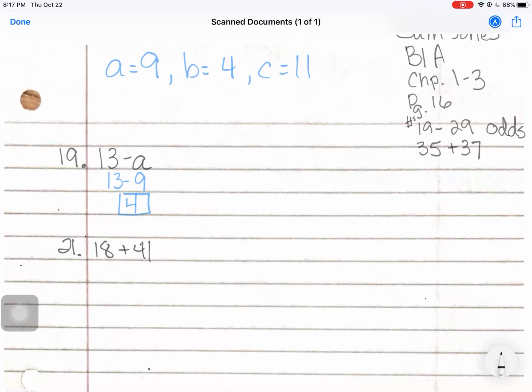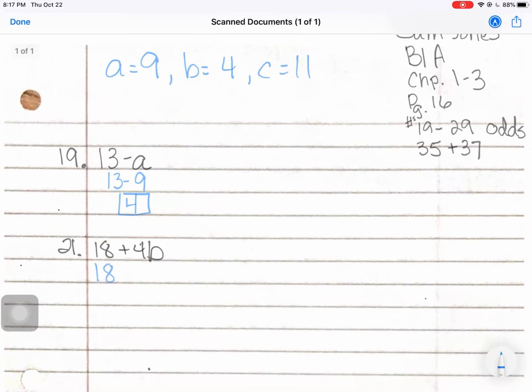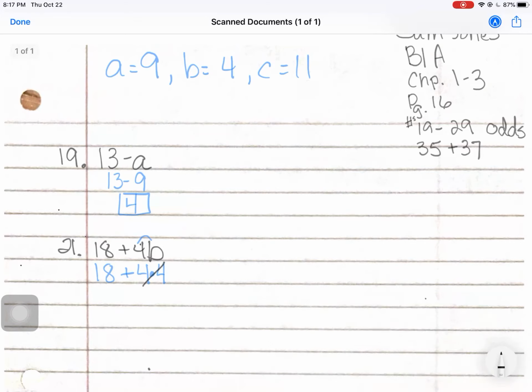Problem 21, 18 plus 4B. So I've got 18, I'm going to rewrite, and my 4, and B is 4. Hold it. Does that mean 18 plus 44? No. A number next to a variable with no space in between means times. You got that. If you didn't, go ahead and fix it, and we'll work it out.